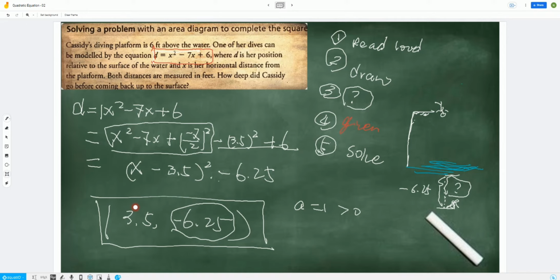So it should be 6.5, right? 6.5. So the answer is 6.5 feet. The answer is in feet, and meters of the feet. Look at the horizontal dimensions. Should be meters or feet, right? 6.5 feet is beneath the water. Okay, how deep? So it's 6.25 feet. Okay, let's move to the next question.